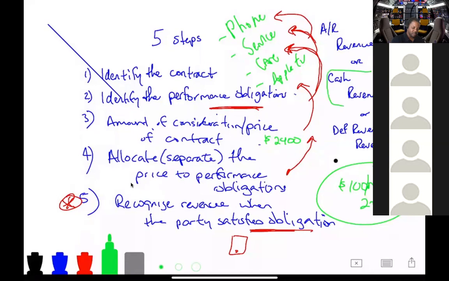Let's say it's cash revenue. Can they record it when we order it online? Can they record it when it's shipped? Or can they record it when we receive it? It depends on their policy.